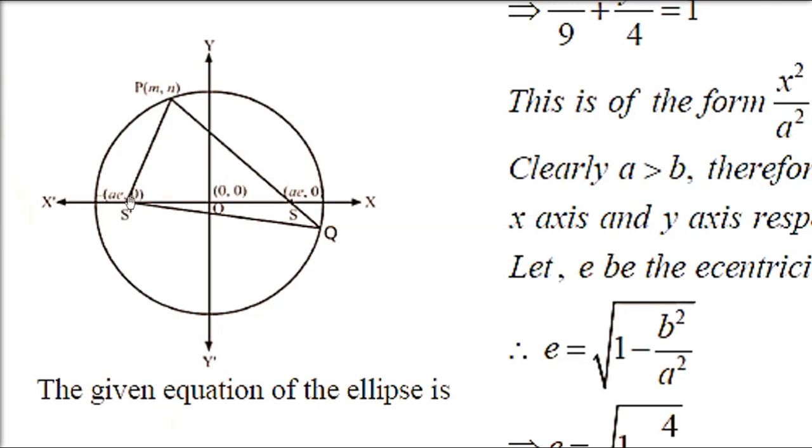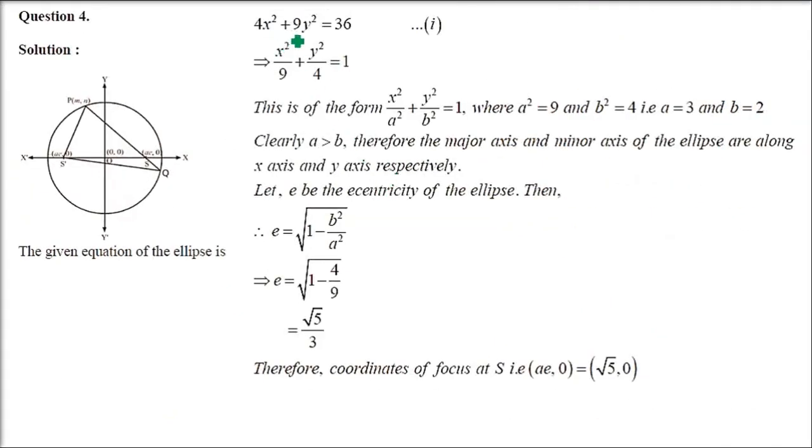So S dash is another focus. This length S dash Q has to be found out. So in order to get S dash Q, we need to find out S dash and Q, these coordinates.